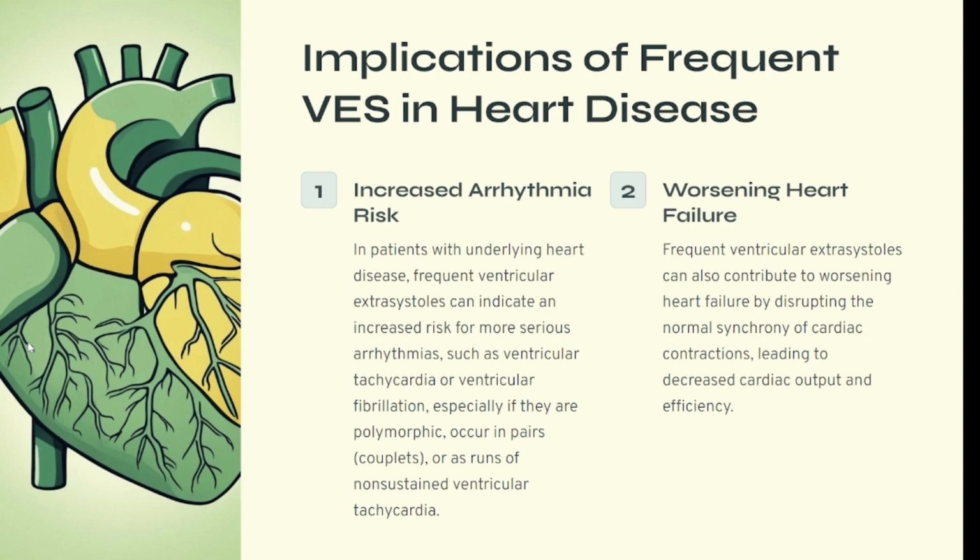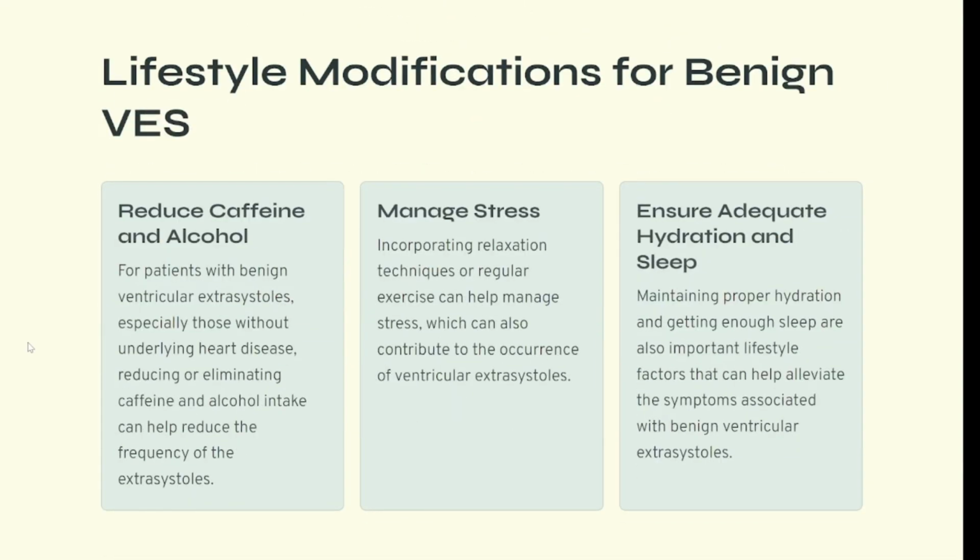Question 3. Q. What lifestyle modifications would you recommend to a patient with benign ventricular extrasystoles? A. For patients with benign ventricular extrasystoles, especially those without underlying heart disease, lifestyle modifications can include reducing or eliminating caffeine and alcohol intake, quitting smoking, managing stress through relaxation techniques or exercise, and ensuring adequate hydration and sleep. These changes can help reduce the frequency of ventricular extrasystoles and alleviate associated symptoms.